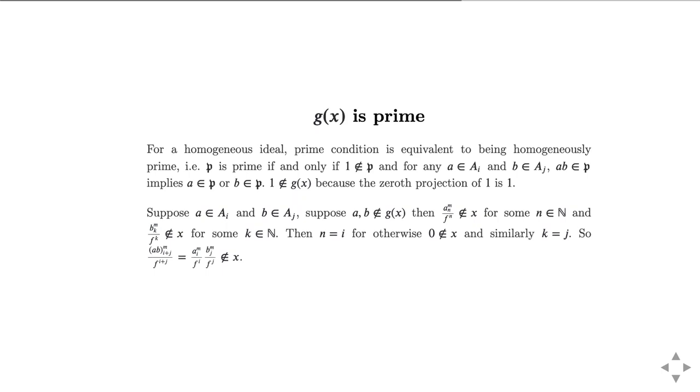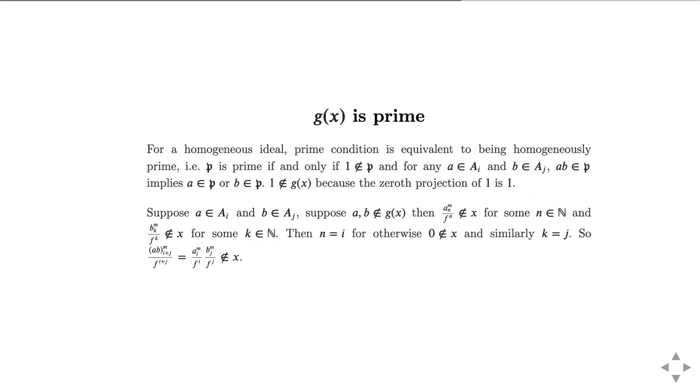And then we have to check that GX is actually prime. For a homogeneous ideal, the prime condition is equivalent to being homogeneously prime, which means that P is prime if and only if, first of all, P is not the whole thing, and for every two homogeneous elements, if their product is in P, then either one homogeneous element is in P or the other one is in P. And one is not in GX. This is because the zeroth coordinate of one is one, which is not in X, because we have already proved that GX is not the whole thing.